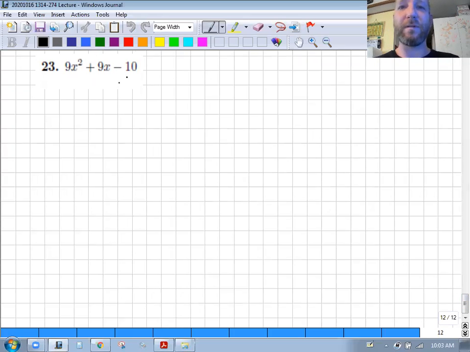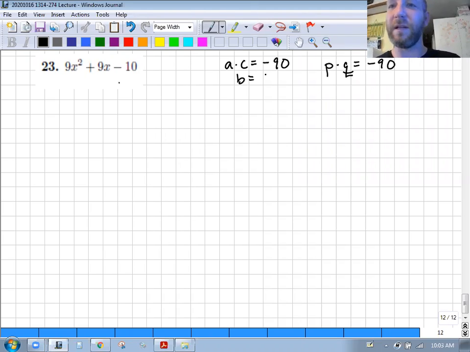Alright. So if we're trying to factor this guy, let's see. Our A times our C is -90. So we need a P and a Q that multiply to give us -90. Our B is 9. So we need our P plus Q to give us 9.